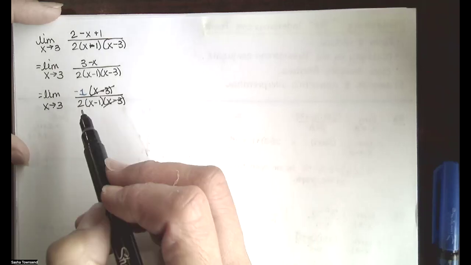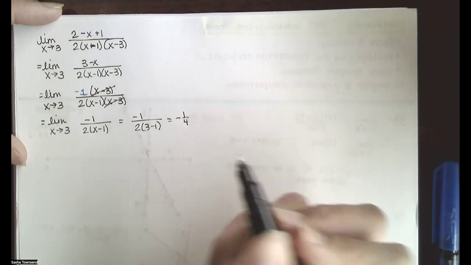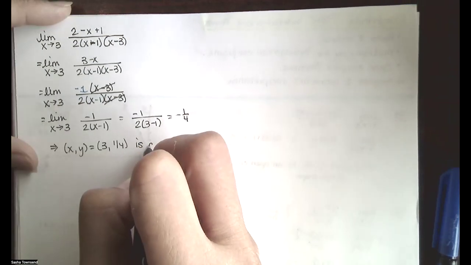So we have this function, and we say, is that function continuous at x equals 3? If we substitute in x equals 3, we've got negative 1 over 2 times 3 minus 1, or negative 1/4. So the function is undefined at x equals 3, but it has a finite limit. So x equals 3, y equals negative 1/4, is an open point on the graph.